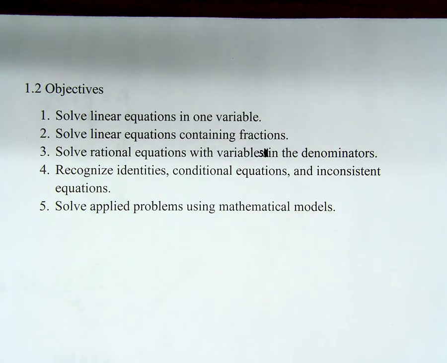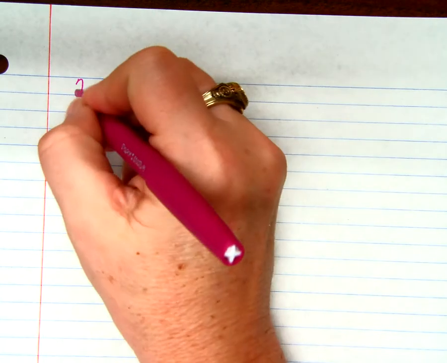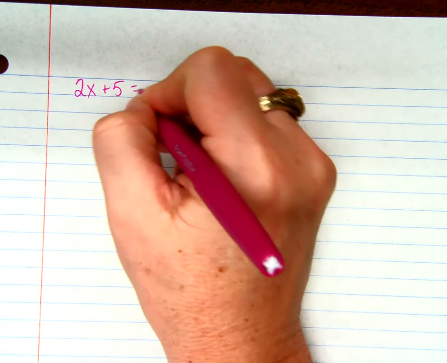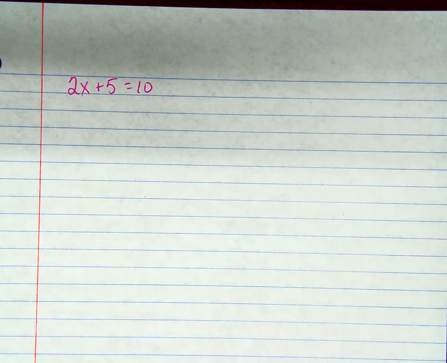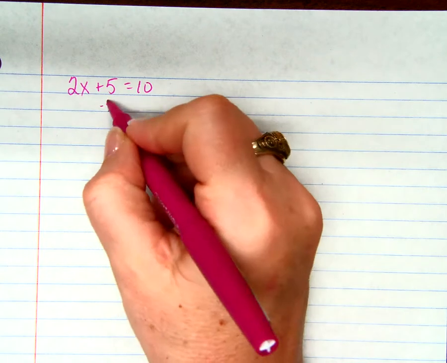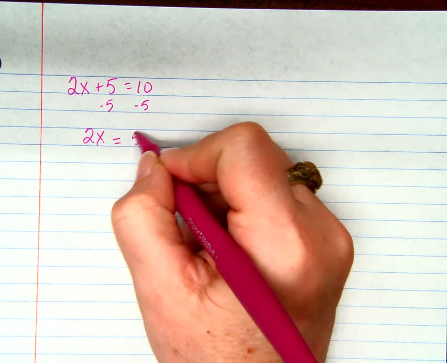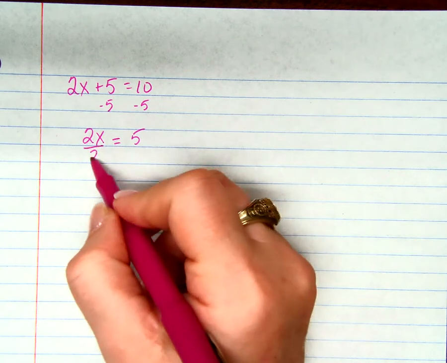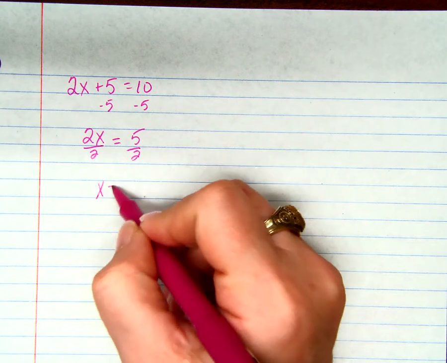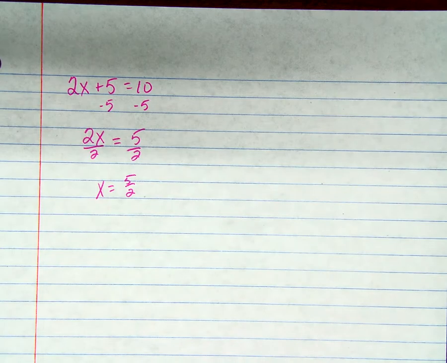Okay, so first of all, can you solve a linear equation in one variable? Well, I sure hope so, because you've been doing that, I think, since 7th grade. Maybe 8th grade, but it's been a while. Okay, 2x plus 5 equals 10. Can you solve that equation? Subtract 5 from both sides. 2x equals 5. Divide both sides by 2. x equals 5/2 or 2.5.